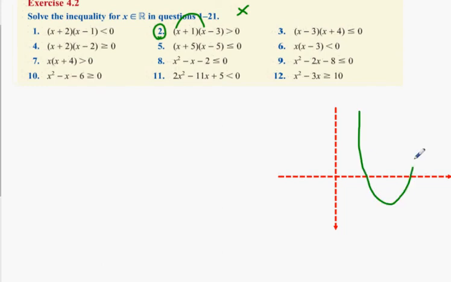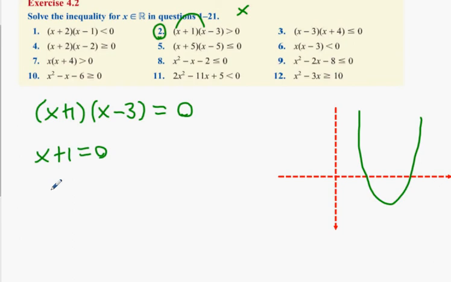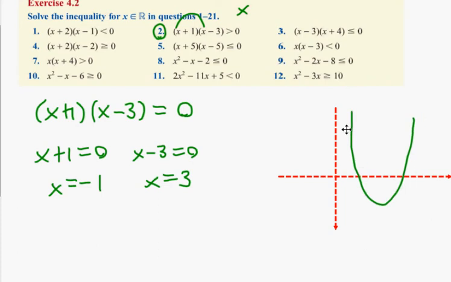I'm just going to put it over here. No idea where it's meant to go. Then I'll go, okay, it's currently half solved for me, isn't it? I solve it equal to 0 first, right? So I'm going to get x plus 1 equals 0. This means x equals minus 1, and then x minus 3 equals 0, x equals 3. Is this a good graph to represent me? What's a good graph to represent me?